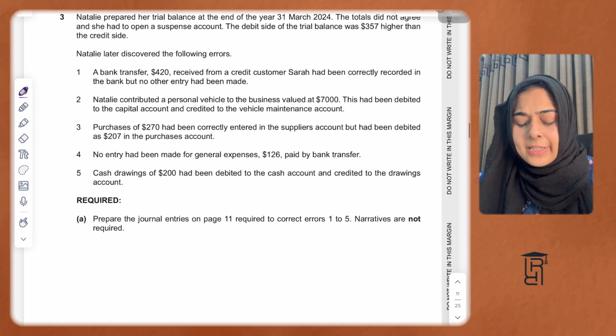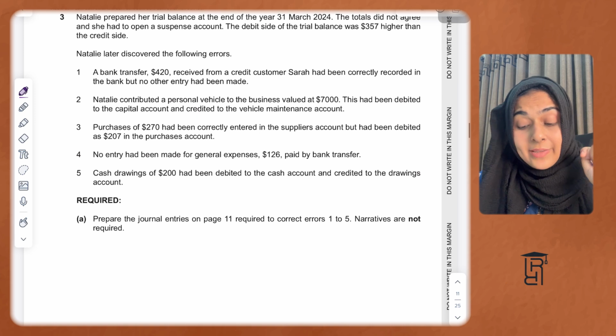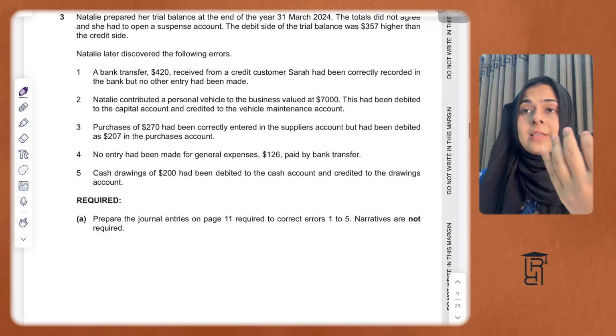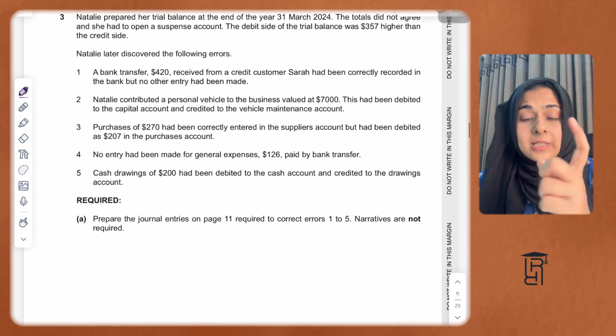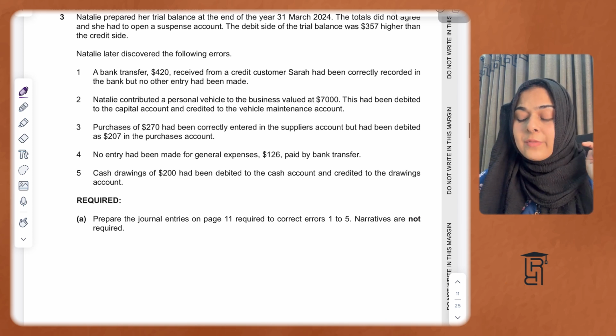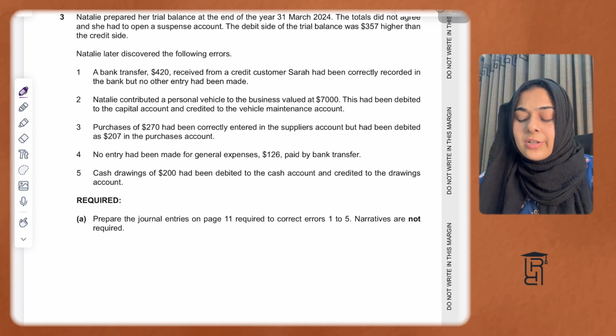So this is going to be quite simple. We'll read the errors first. A bank transfer of 420 received from a credit customer Sarah had been correctly recorded in the bank, but no other entry had been made. So a bank transfer received from credit customer Sarah means that when a customer transfers money to our business, we do bank debit and we should do Sarah credit. But we did bank debit, but we did not credit Sarah.